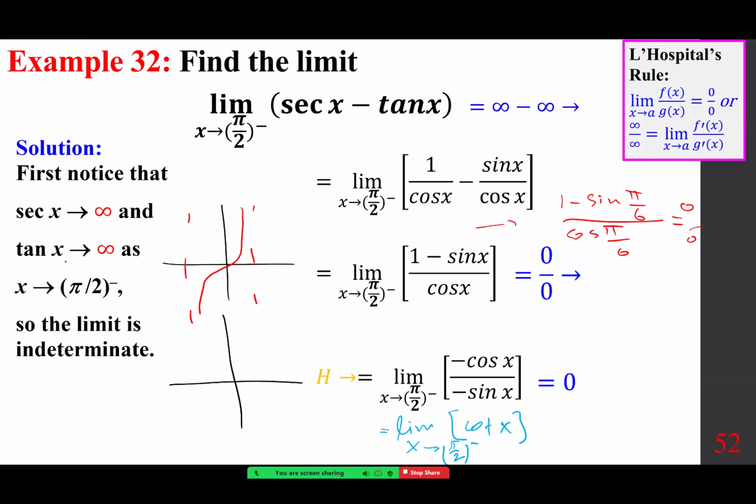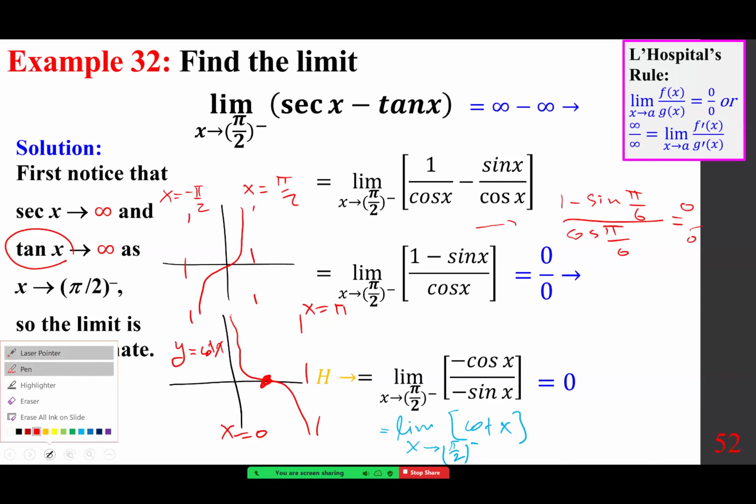The graph of tan x, with those vertical asymptotes. I just gave you one cycle. This is x equals 0, this is x equals pi, and this is pi over 2. And this is y equals cotangent. So, as far as reminding everybody about the graphs.